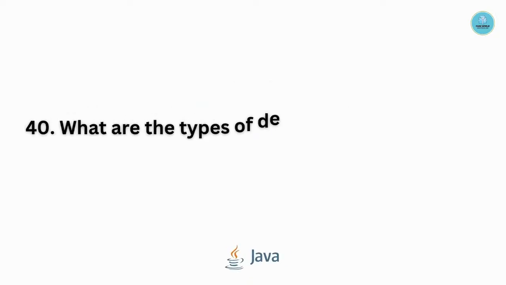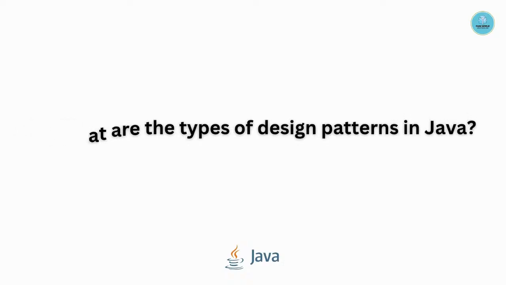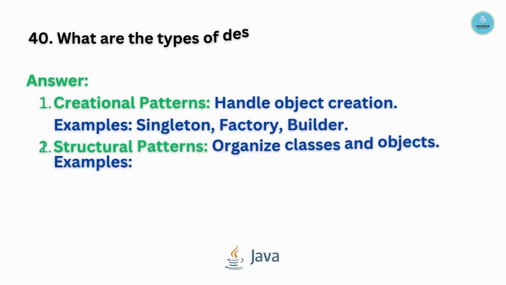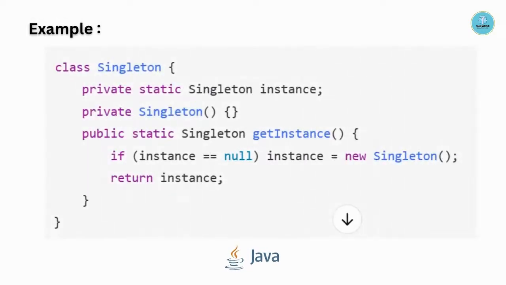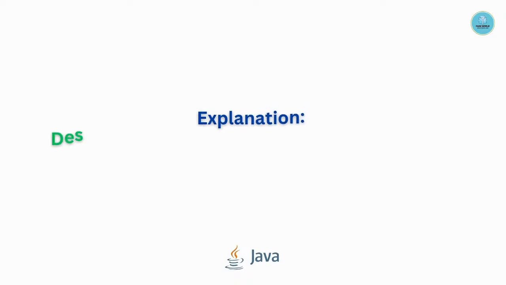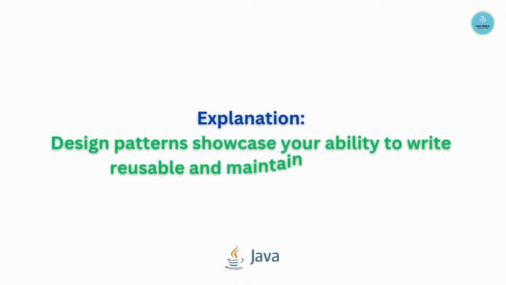Question number 40. What are the types of design patterns in Java? Creational patterns, structural patterns, and behavioral patterns. Creational patterns handle object creation, for example, singleton, factory, or builder. Structural patterns organize classes and objects, for example, adapter, decorator, and proxy. Whereas behavioral patterns manage object communication, for example, observer, strategy, and command. Example of singleton is as follows. Design patterns showcase your ability to write reusable and maintainable code.